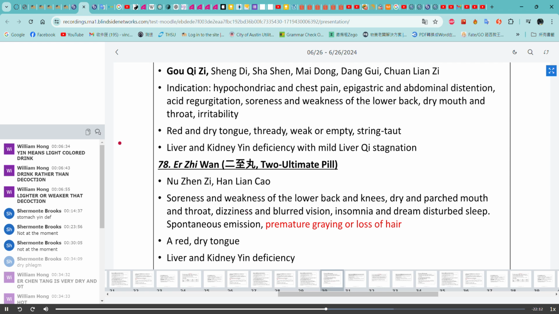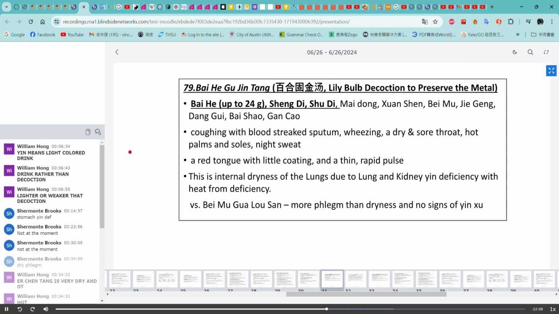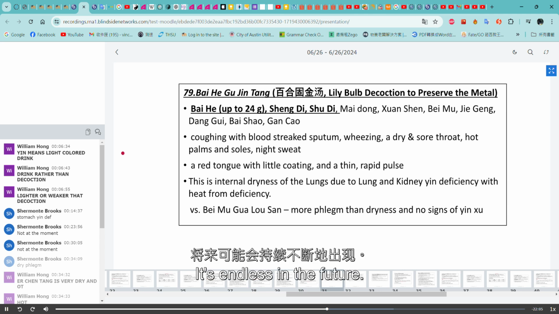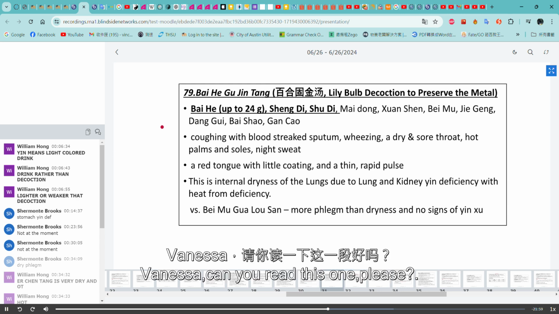Okay. Lepherb 06262024. This endless yin deficiency formula. Vanessa, can you read this one, please?